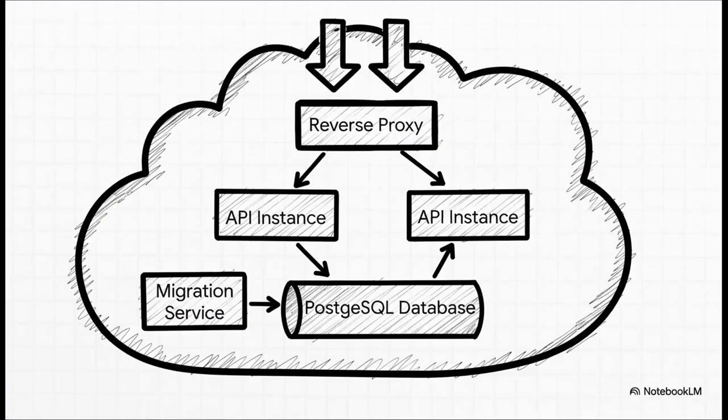So this is what our final production setup is going to look like. First, for scalability, we're actually running 2 instances of our API. In front of them, we've got something called a reverse proxy. You can just think of it as a traffic cop, directing incoming requests to one API or the other. Of course, we still have our database and our trusty migration service. And the magic tool that lets us define this entire stack in one simple file, that's Docker Compose.